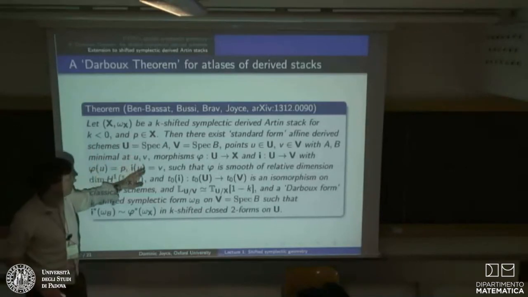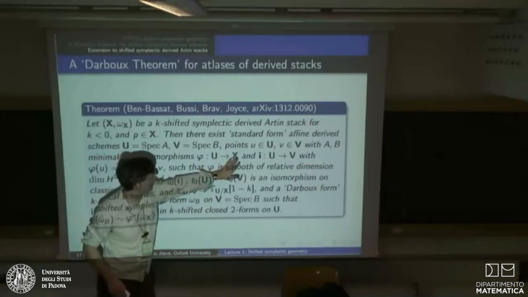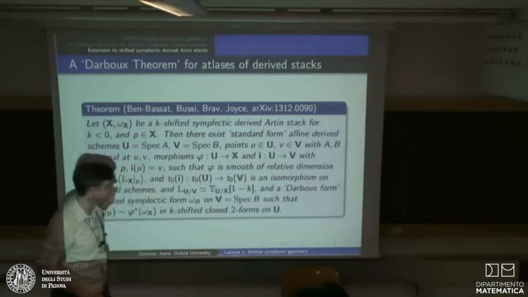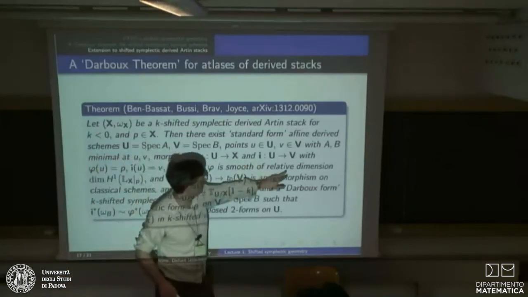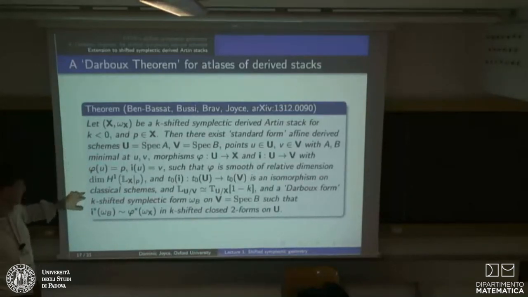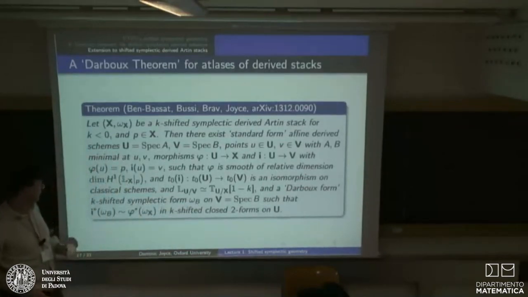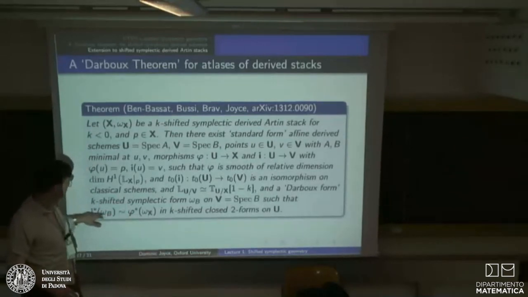Now, U itself is not shifted symplectic, okay? Because if you pull back the symplectic form from here to here, it will be degenerate in the directions of the projection phi, essentially. However, there's a way of truncating U to another derived scheme V, such that V is shifted symplectic. So V is now a k-shifted symplectic derived scheme with a symplectic form omega_V. And the pullback of omega_V to U is equivalent to the pullback of omega_X to U under the two natural maps.